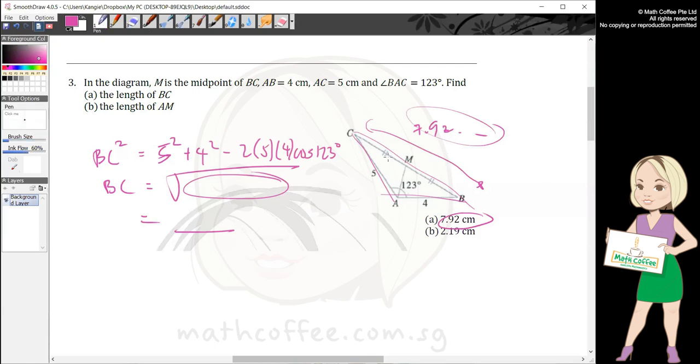Over here, 7.92, do you see the marking here? It means it's divided by 2. So I will take 7.92 divided by 2, and I will get 3.96.